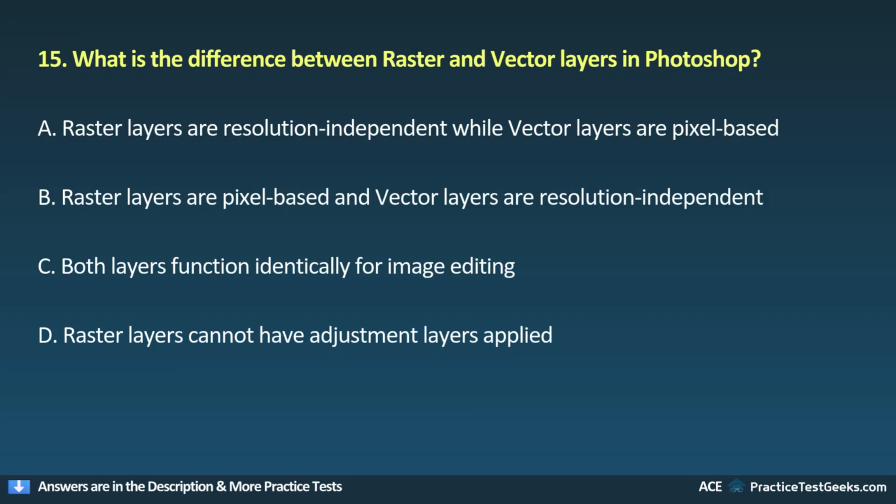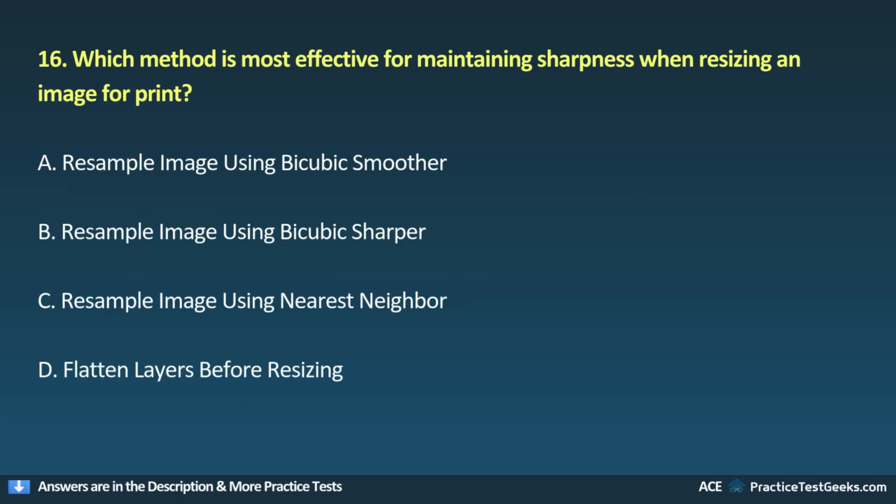15. What is the difference between raster and vector layers in Photoshop? A. Raster layers are resolution independent, while vector layers are pixel-based. B. Raster layers are pixel-based and vector layers are resolution independent. C. Both layers function identically for image editing. D. Raster layers cannot have adjustment layers applied.